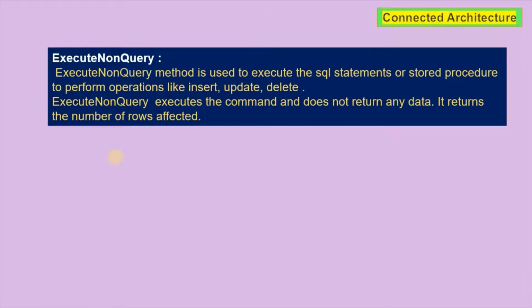Means the execute non-query method does not return the records or show the records, but returns a number. For example, if we delete two records, then it can show the number 2. So we are able to display the message that two records are deleted.